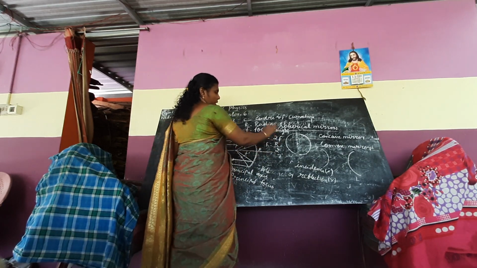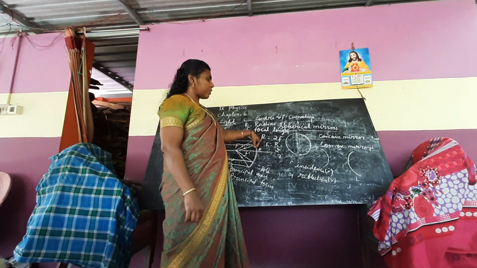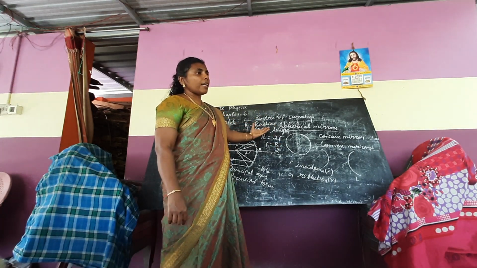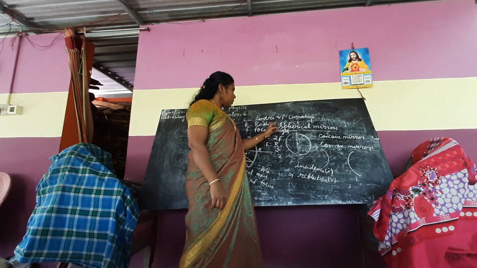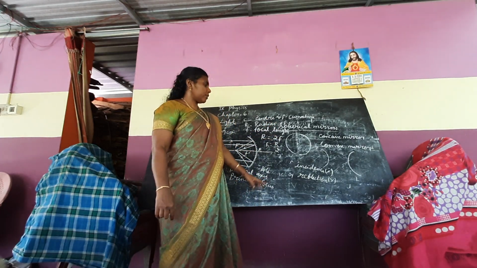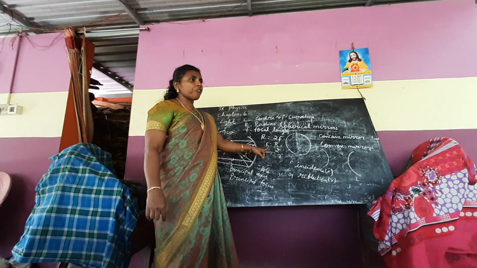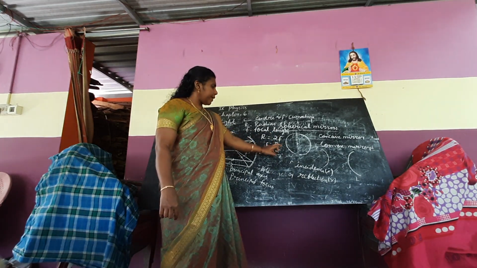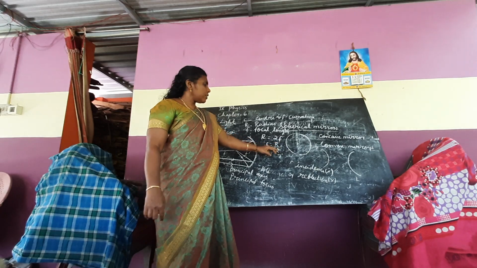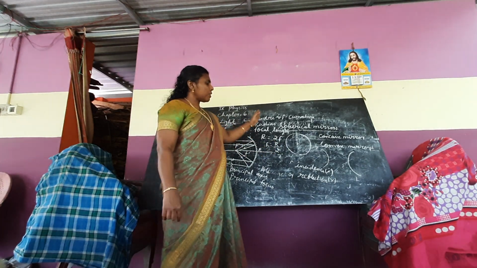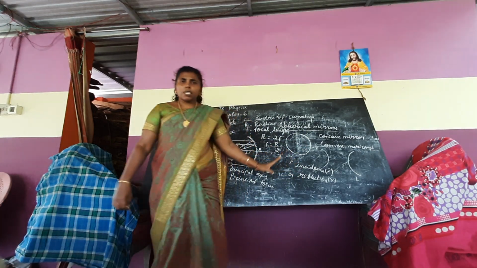Then by using this formula we can find the focal length. R equal to 2F. R means radius of curvature. F means focal length. Small f is focal length, capital F is principal focus. From here we can find the focal length: F equal to R by 2. R means radius of curvature, F means focal length. Everything here we have learned last section.